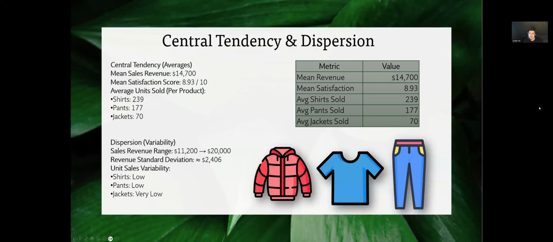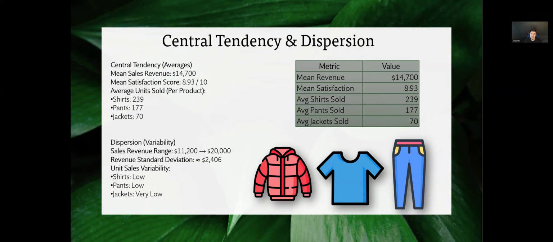So to start our analysis, we looked at some basic descriptive stats. The mean monthly revenue comes out to around $14,833, and the median is 14,700. The fact that these two values are so close tells us the data is pretty balanced and that there aren't really major outliers pulling the numbers in one specific direction.